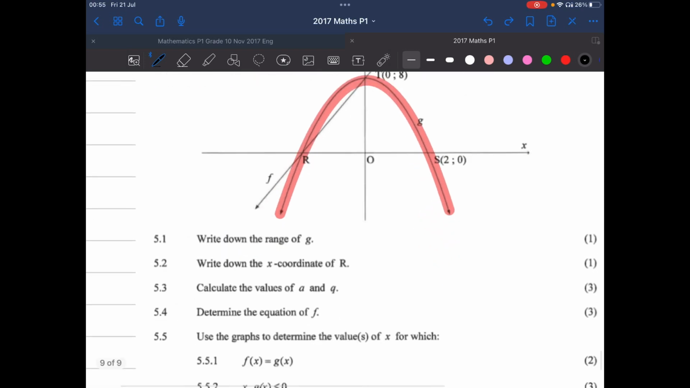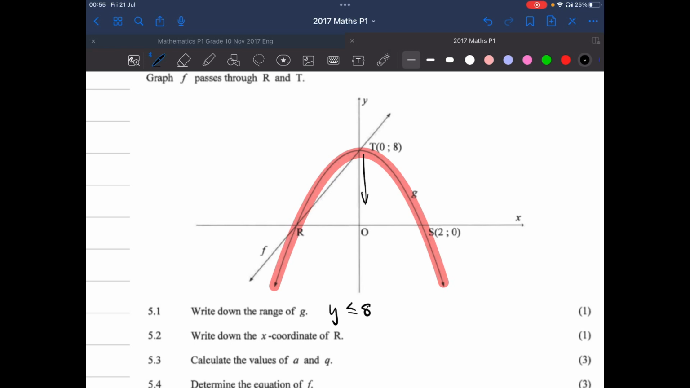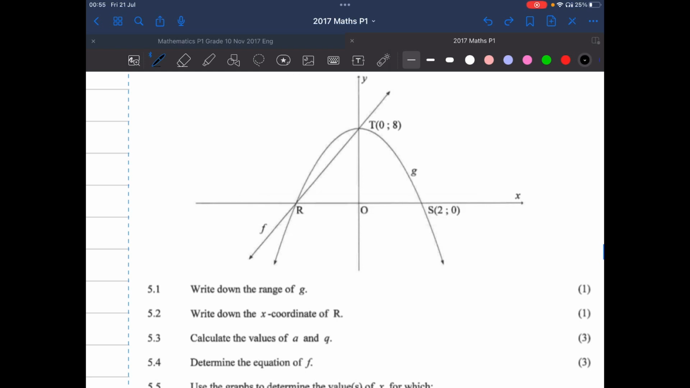So that means that our y values are less than or equal to 8, because they can go down forever, but they can't go higher than 8, but they can equal 8. So it's less than or equal to 8.